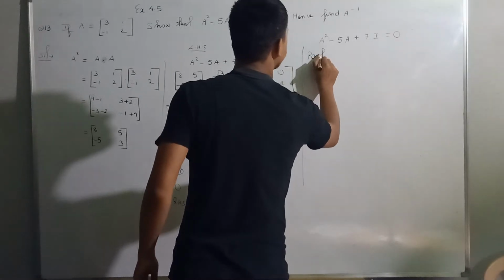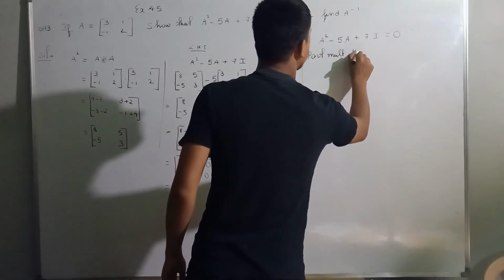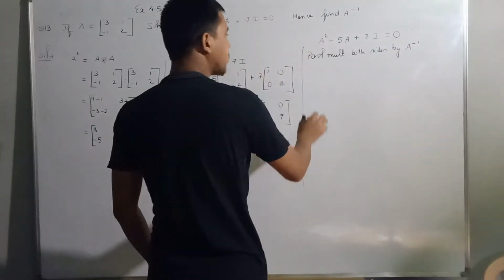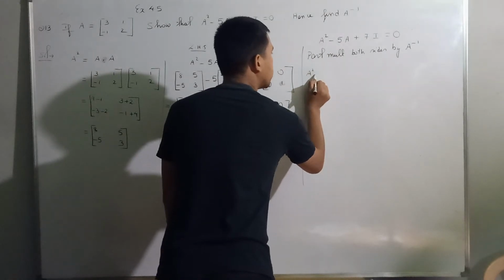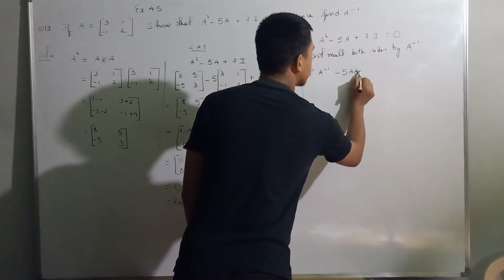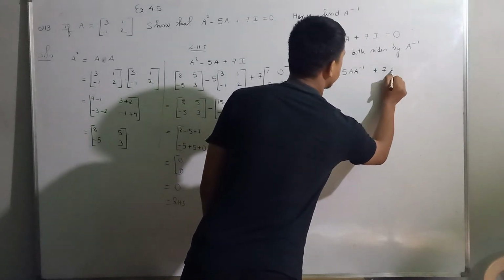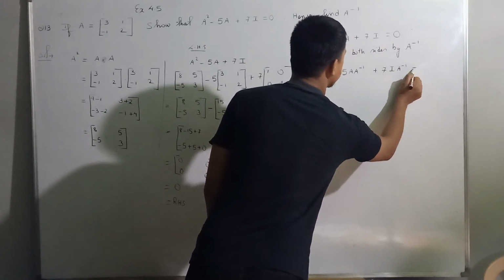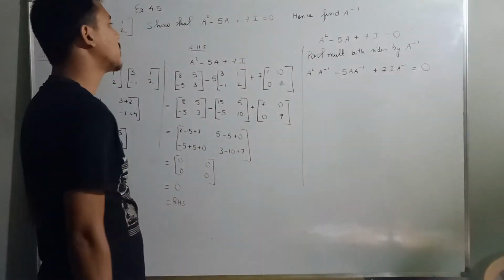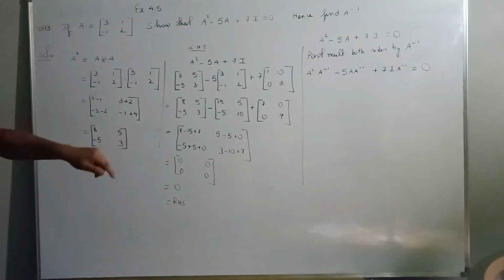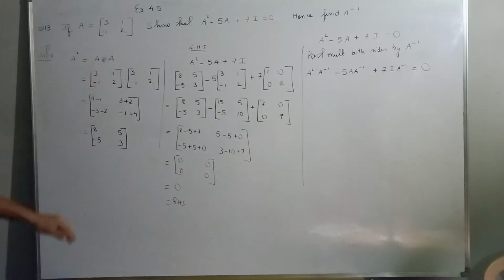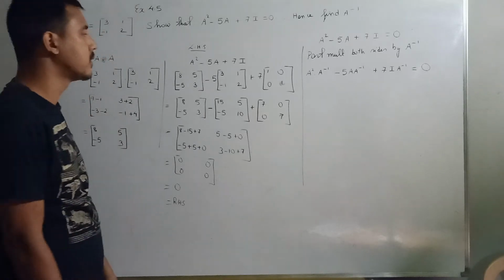If I do post-multiplication, then post-multiply both sides by A inverse. Then A squared times A inverse minus 5A times A inverse plus 7I times A inverse is equal to 0 times A inverse, which is 0. A inverse, we need to check actually whether A inverse exists or not. A inverse will exist only if the determinant of A is non-zero, right? Only if the matrix is non-singular. Okay.